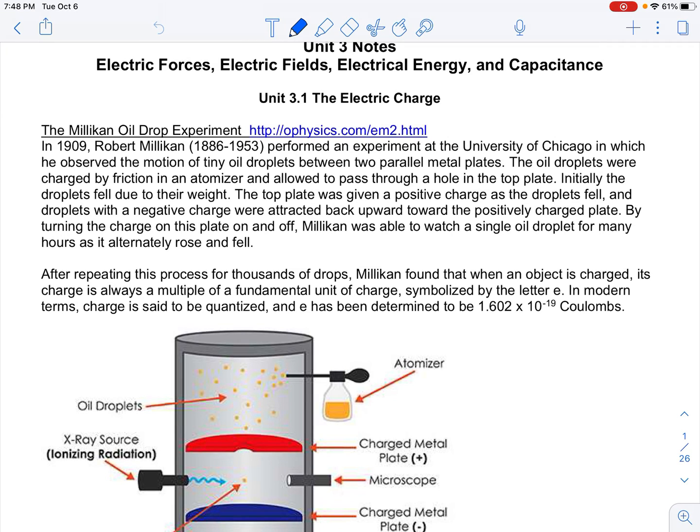Unit 3.1, Electric Charge. We're going to start by reviewing the Millikan oil drop experiment, which was performed in 1909 by Robert Millikan. He performed the experiment at the University of Chicago, where he observed the motion of tiny oil droplets between two parallel metal plates. The oil droplets were charged by friction in an atomizer.